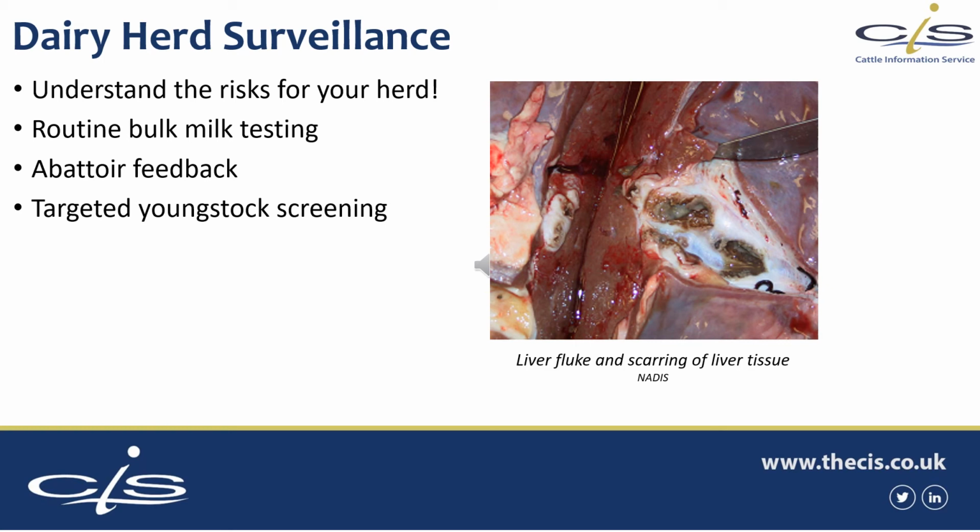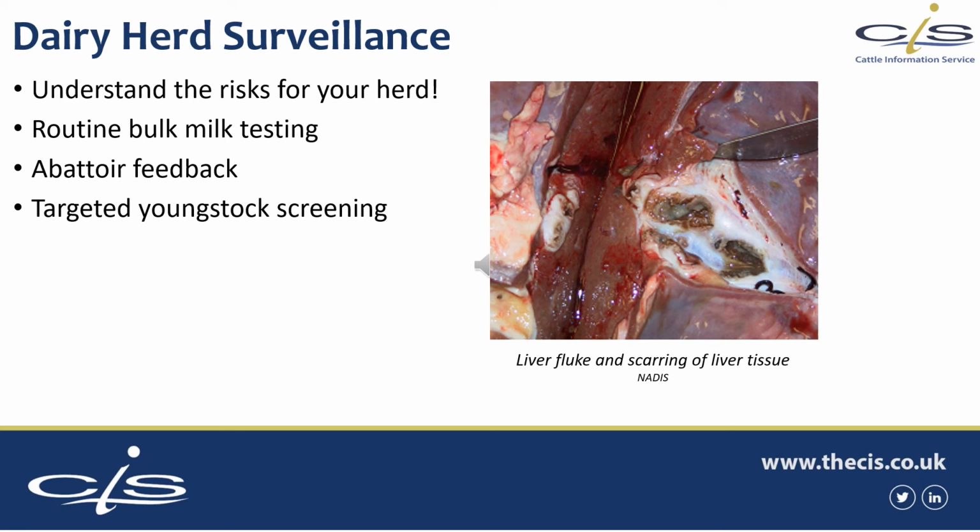Abattoir feedback, again, I've mentioned it in the other slide, obviously. It's a really good thing to use, and it should be something that's readily available. There will always be cull cows. Sadly, how it is, there's always cull cows to look at, and they're a wealth of information in terms of lots of different diseases and health things as well. But fluke is one of the key ones we can get from there.